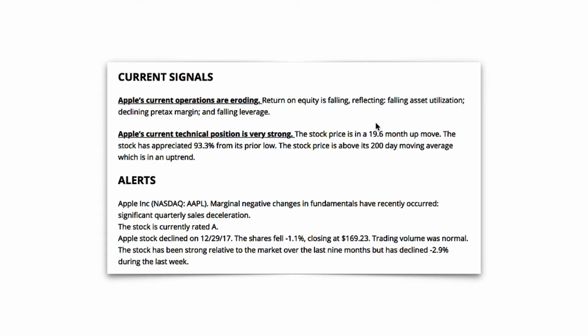We also look at current signals and alerts, investment and operational signals. Here you can see return on equity falling, asset utilization is falling, technical position, on the other hand, very strong. So these are things that take current results, very current results, into account.